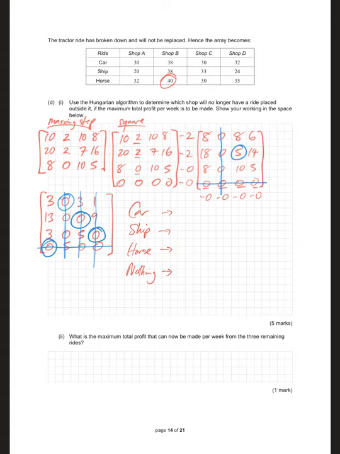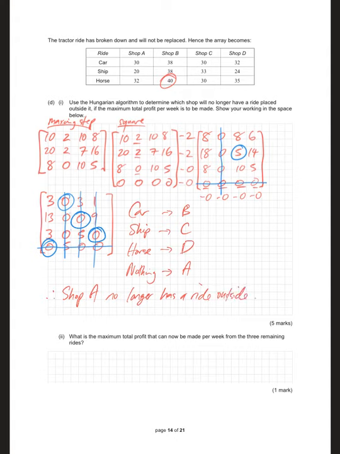So car goes to shop B. Ship goes to shop C. Horse goes to shop D. And nothing is placed in front of shop A. Therefore, shop A no longer has a ride outside.